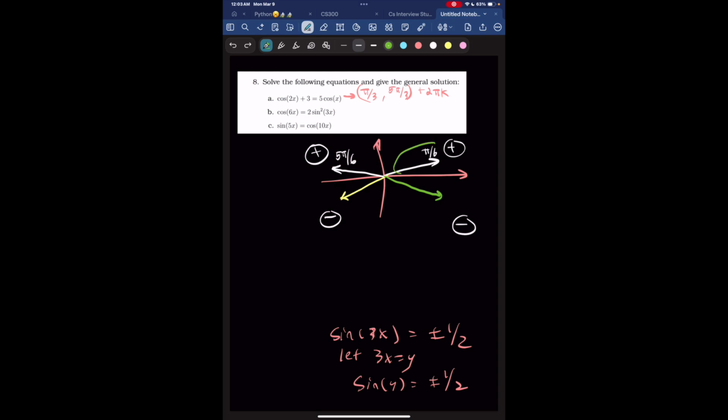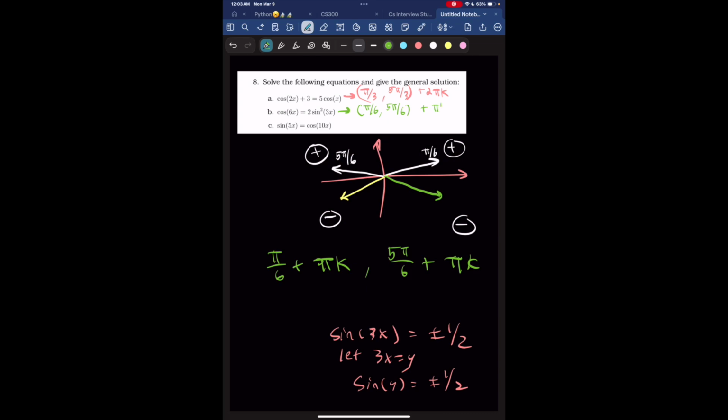So we just need these two as the base reference angles and add pi k to it, right? So pi over 6 plus pi times k and 5 pi over 6 plus pi k would produce all valid solutions from this illustration here, right? So the answer to this would be pi over 6 or 5 pi over 6 plus 2 pi k, or plus pi k.